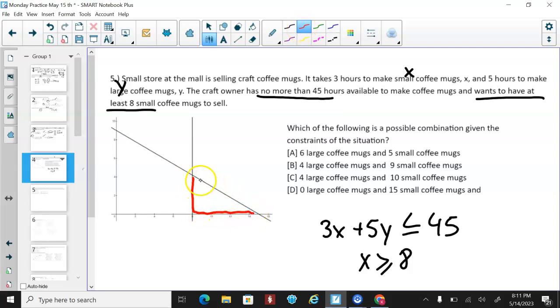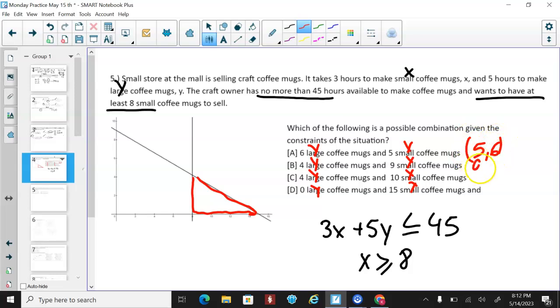Okay, from what you saw in Desmos. All right. Now, the question is asking you, which of the following is a possible combination given the constraints of the situation? So again, you need to be able to understand that large represents Y, and small represents X. These are just points. So this is telling you that you have 5 small, because it's written backwards, and 6 large.